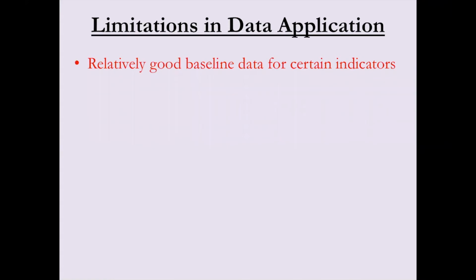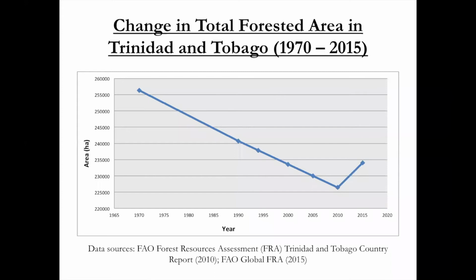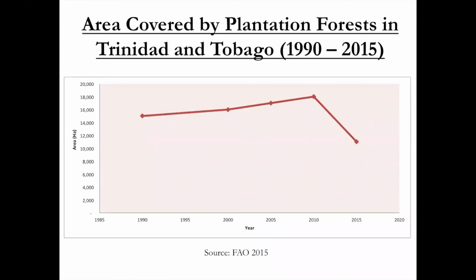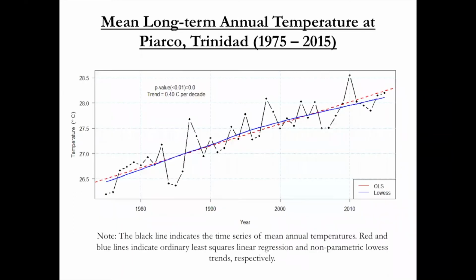So if you look at some of our previous national reports, you will realize that there are certain indicators for which we have very good baselines and strong historic data. And many of these do in fact correspond with the priorities that have been identified, those that I spoke about earlier. So here we have the change in total forested area in Trinidad since 1970, and that's tracked nearly annually. Here we have the area covered by our plantation forests, tracked since 1990 on an annual basis. We also track our mean long-term annual temperature. As you can see, it's increasing here in Trinidad and Tobago.